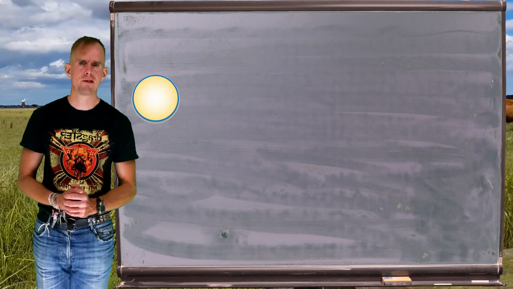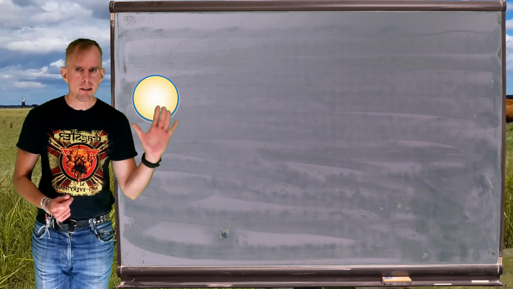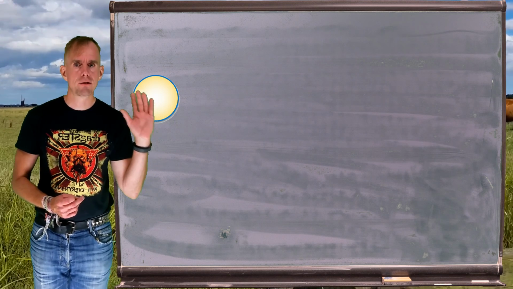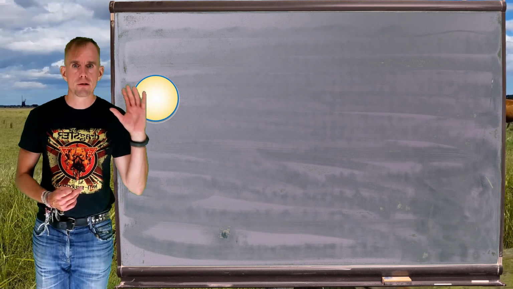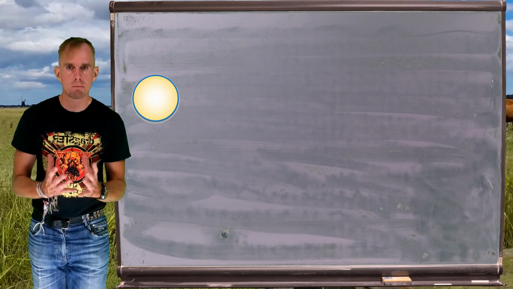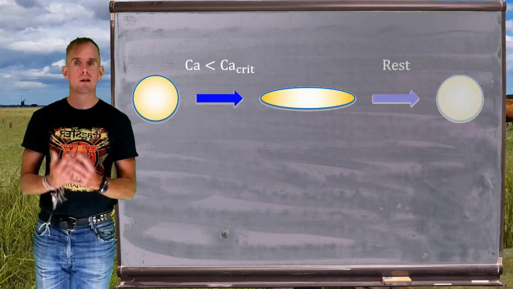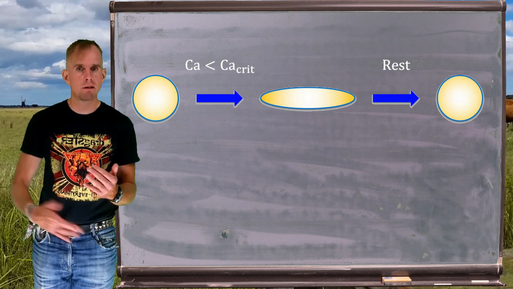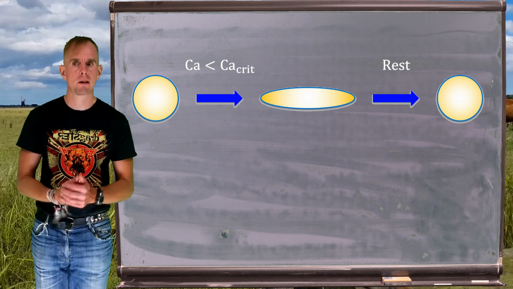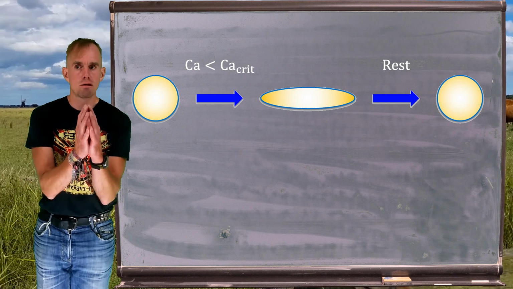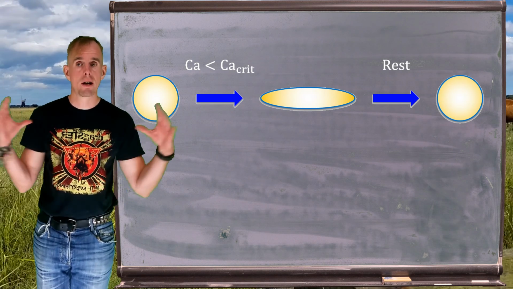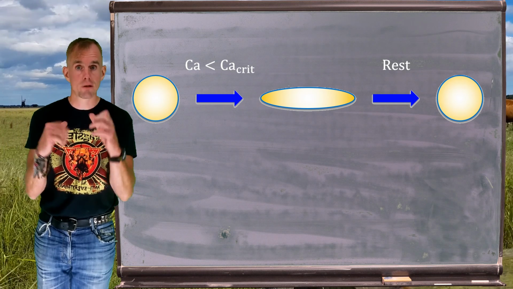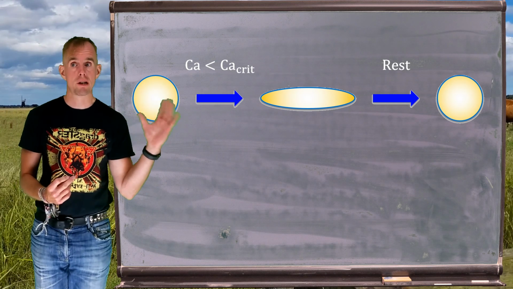What if your droplet isn't spherical? Let's look pictorially at two scenarios. I'm going to start with spherical droplets. So if I expose a spherical droplet to a capillary number less than the critical capillary number required for droplets to break up, I will see the droplet elongate, and then if I stop the deformation, I will see under rest the droplet return to its original spherical shape.